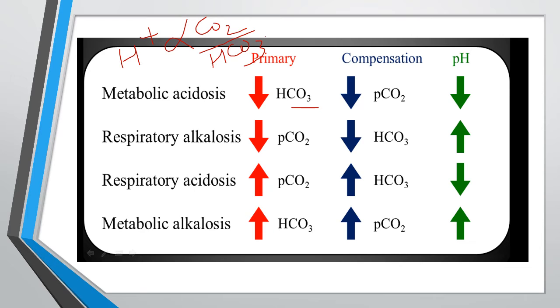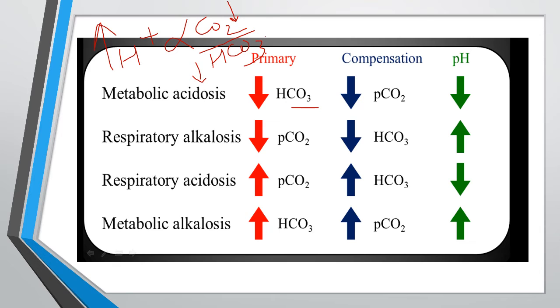So basically, what happens if the HCO3 decreases? What will happen to H plus? H plus will increase. If H plus increases, what happens to the pH? pH decreases. So how will the body compensate to return the pH back to normal? It should increase the CO2. Sorry, it should decrease the CO2. How will it decrease the CO2? It will decrease the CO2 by hyperventilation. Have you understood? Eventually the pH should revert back to normal.